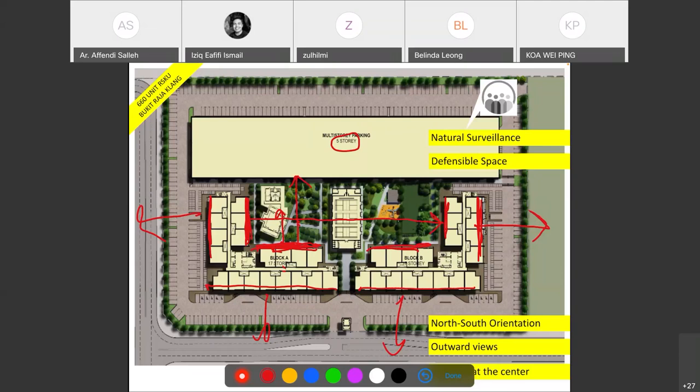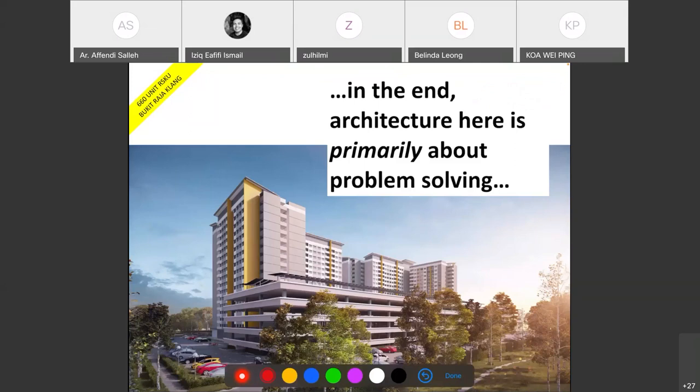Okay. Because I think these are the qualities that make the building, that make the house a home. Yeah. It gives a softness to the whole project. Okay. So in the end, guys, architecture in its true sense, in this particular project, is not about aesthetics so much. It's not about aesthetics with a capital A. It's primarily, fundamentally, about problem solving.